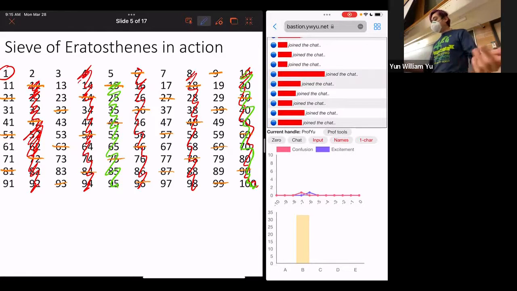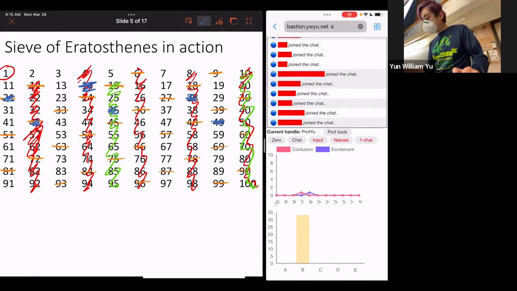But yeah, so then when we get to 7, well, let's see. We've already crossed out most things. So let me do a different color. 7, we crossed out 14, 21, 28, 35, 42. The first number that we successfully crossed out from 7 is this 49 here.